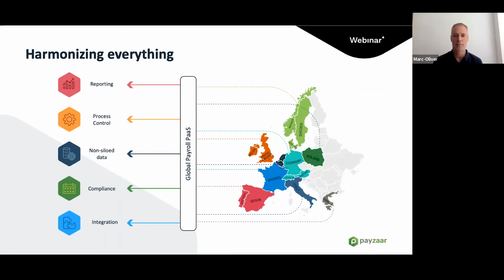It's really not realistic and reasonable to expect those kinds of improvements to happen at the local country level. And that's why a platform as a service solution that can be deployed and integrated across these countries, as Trevor said, without huge amounts of custom coding, designed to be plug and play, is an absolutely crucial way of how you can improve your payroll environment.